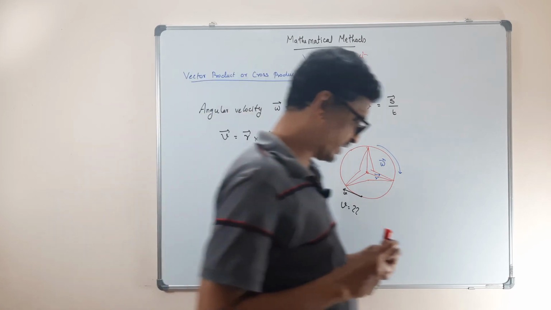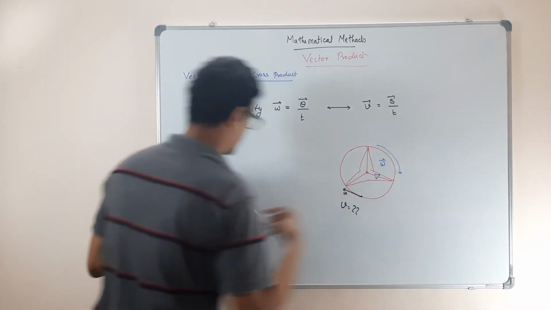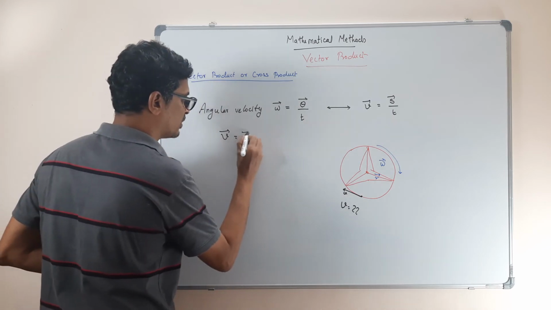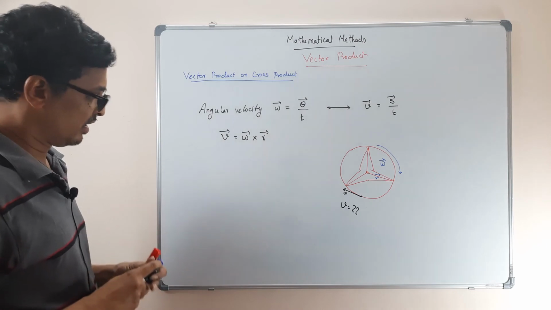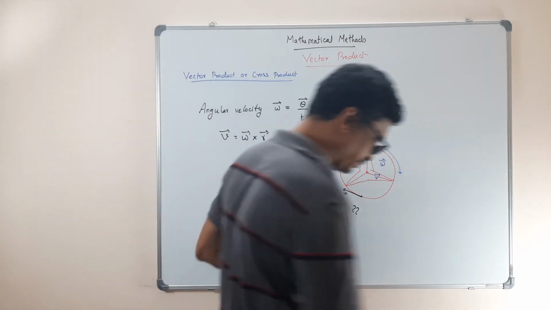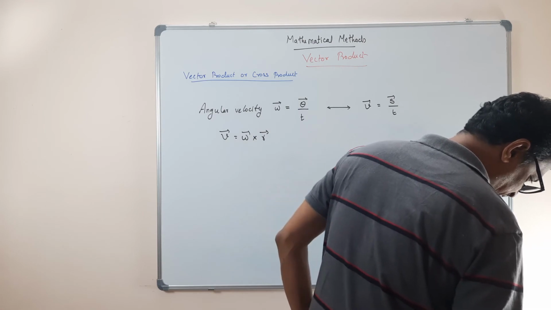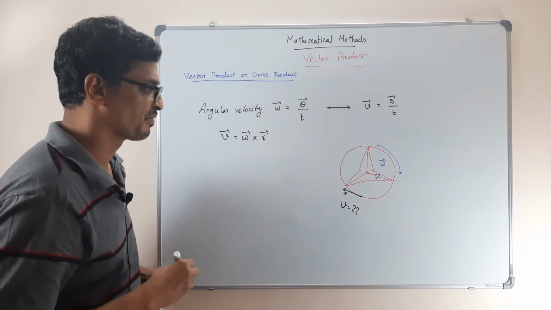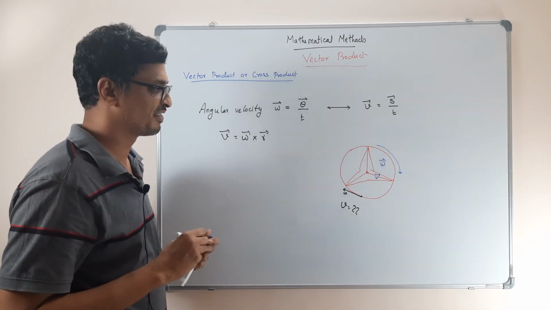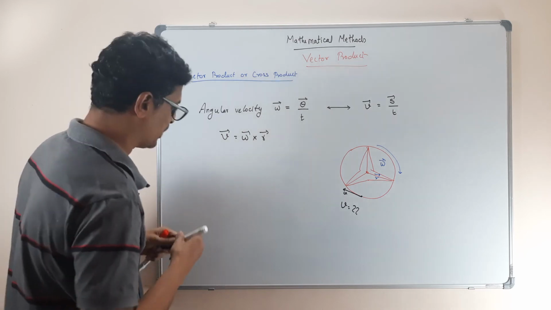Can you tell me why this is? Oh, sorry, in reverse. Omega vector cross R, otherwise V will be negative. Omega vector cross R vector. Tell me. You know how this is coming. Okay, let me tell you.